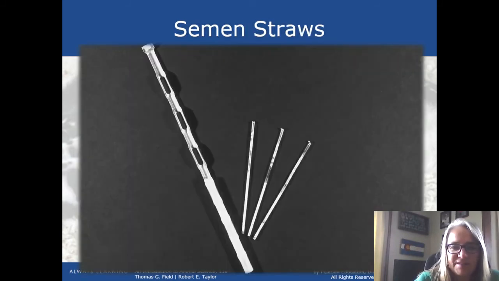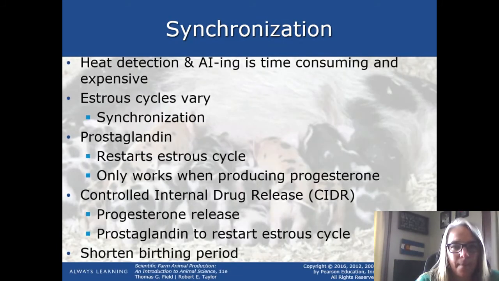This is what we call a semen straw. You can see the part on the left has to do with the application of the semen. The 3 little straws on the right are actually straws of semen.